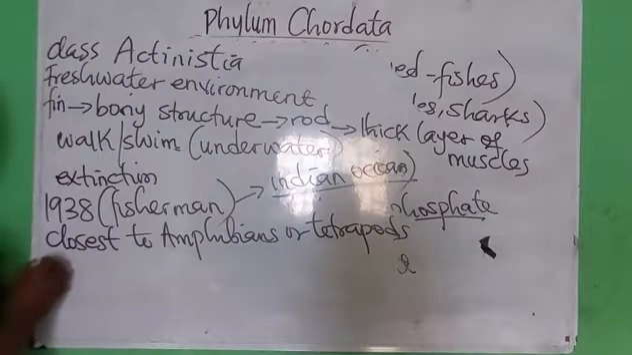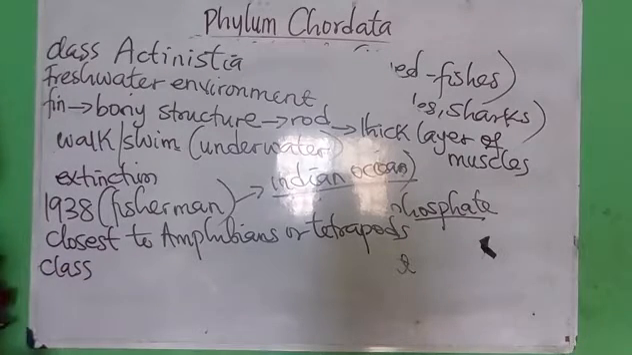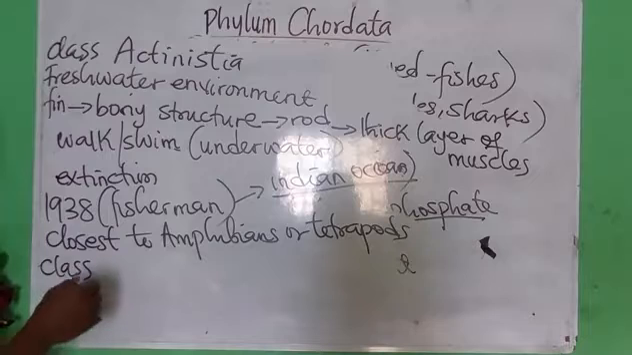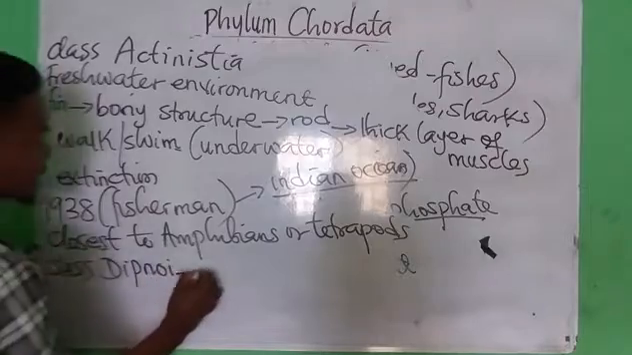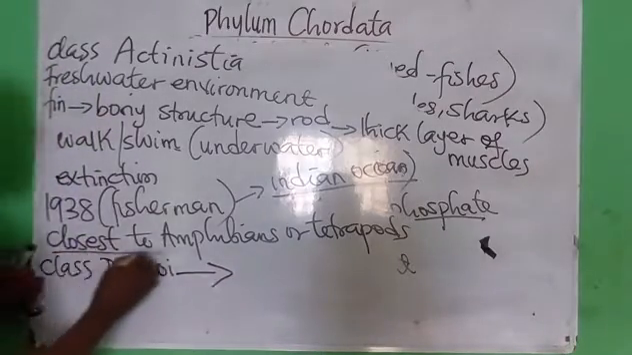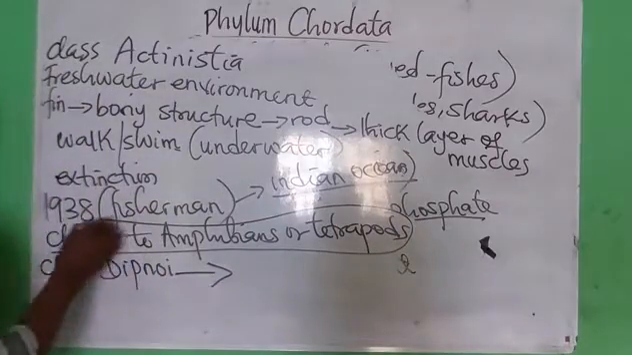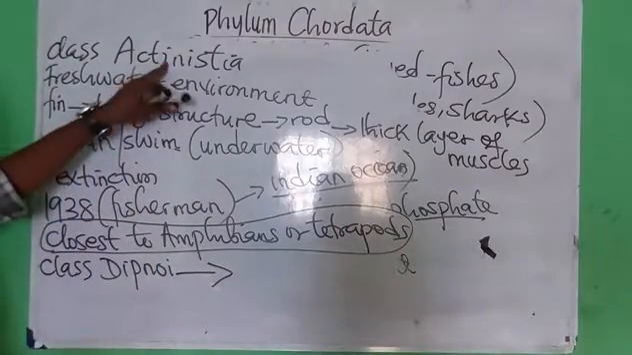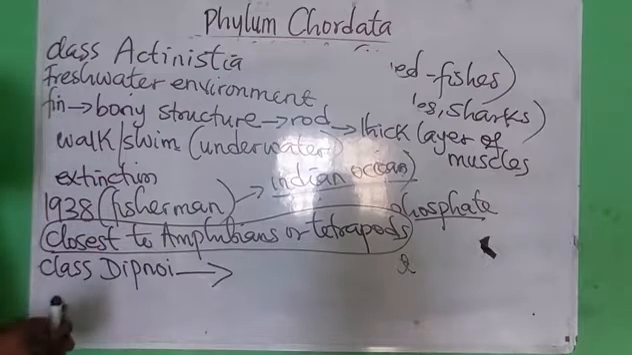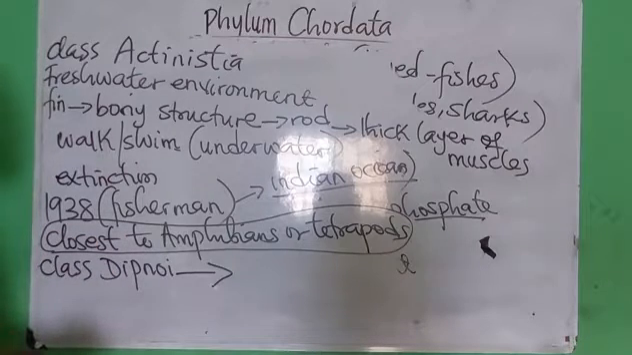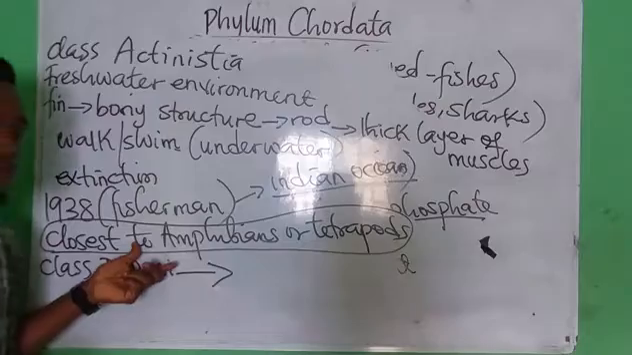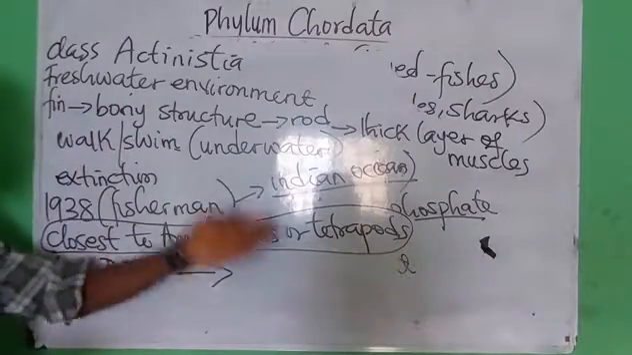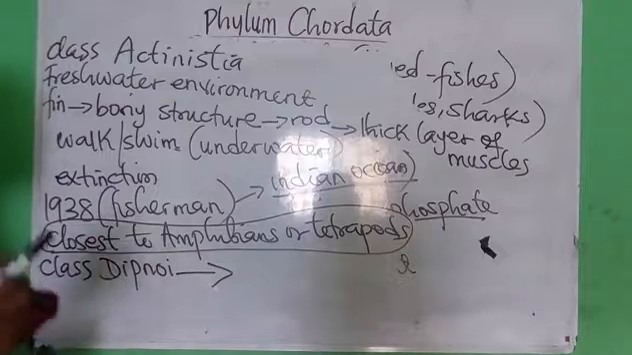We also have another class, class Dipnoi. Please take note of this. It is the class Dipnoi that is closest to amphibians and tetrapods, and not the Actinistia. The Dipnoi are known to have been the closest living organisms to amphibians and tetrapods. So please take note of that.